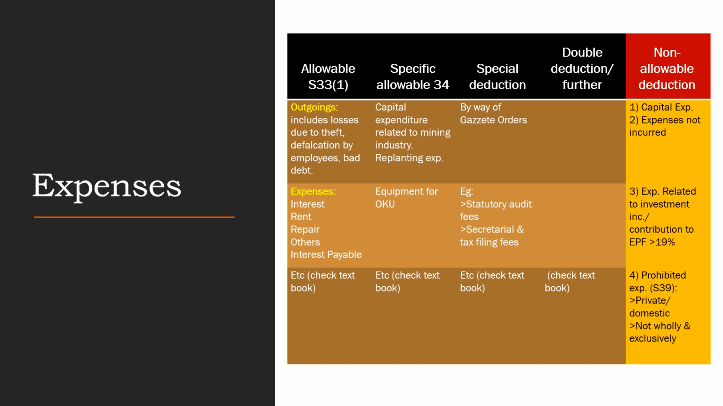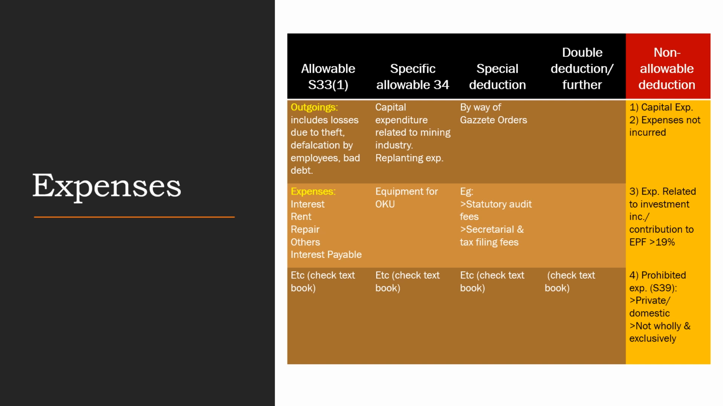Outgoing is much broader, such as losses due to theft, defalcation by employees, bad debts, specific bad debts. So outgoing is not the specific expenses which is normally recognized in the income statement. Alright, so this one I have explained to you.